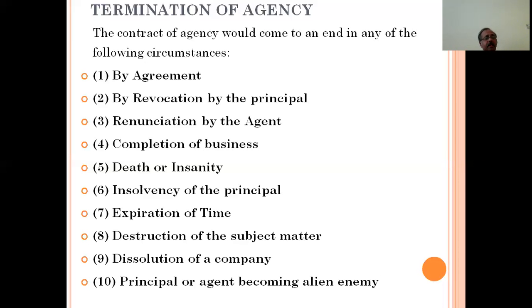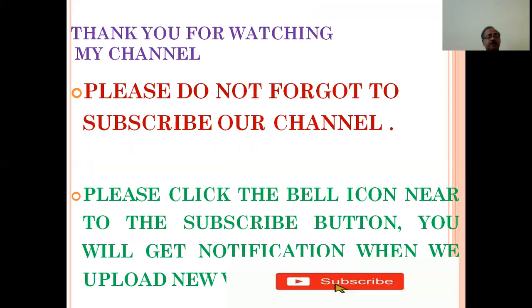First one is by agreement. Second one is by revocation by the principal. Third one is renunciation by the agent. Then fourth one, completion of business. Fifth one is death or insanity. Sixth one, insolvency of the principal. Seventh one is expiration of time. Eighth one is destruction of the subject matter. Ninth one is dissolution of a company. And 10th one is principal or agent becoming alien enemy. So these are the termination instances in which we can say the contract of agency is terminated.